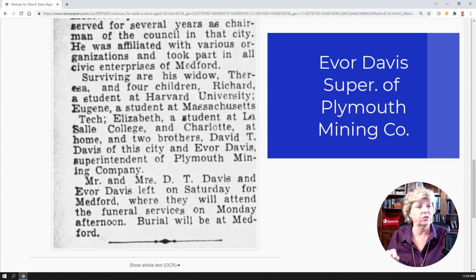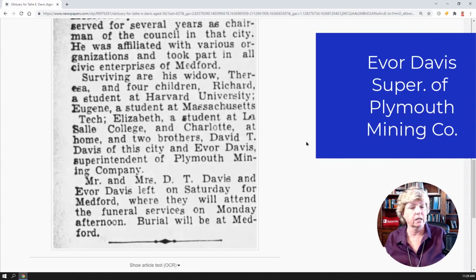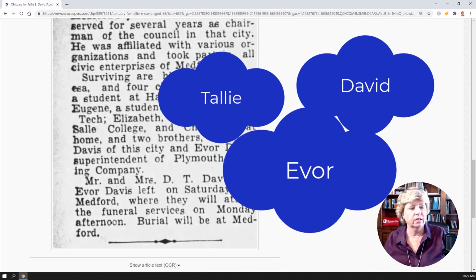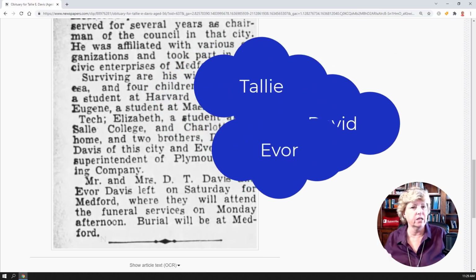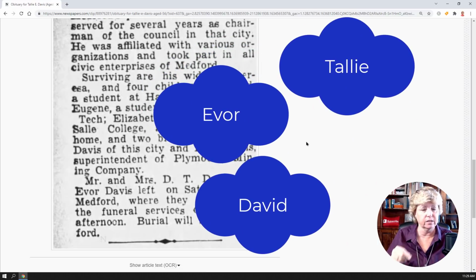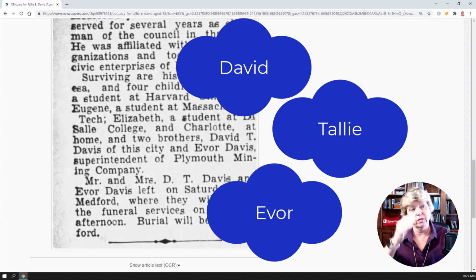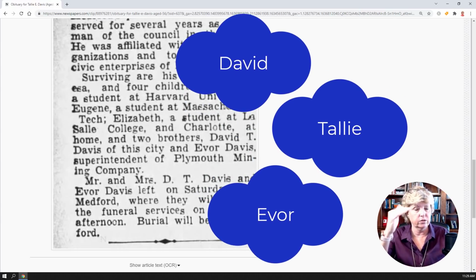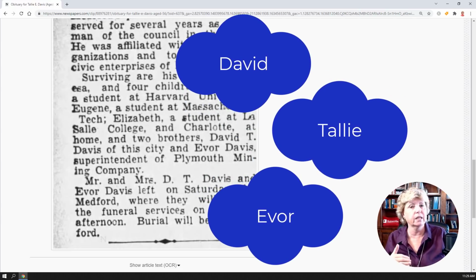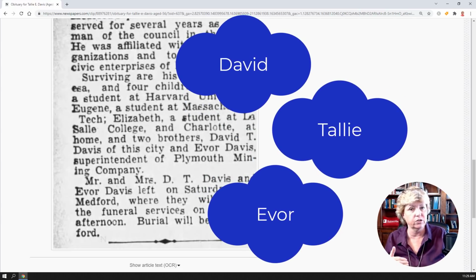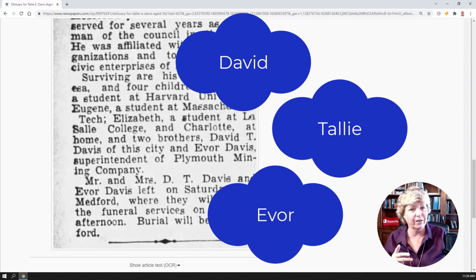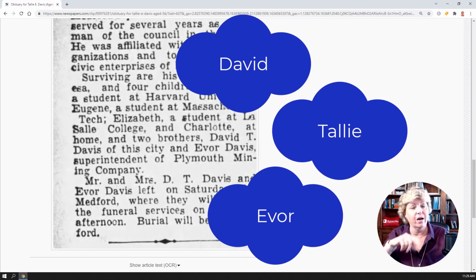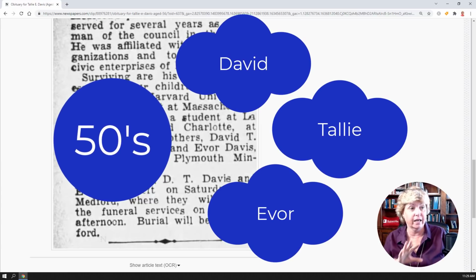Ever Davis is a superintendent of Plymouth Mining Company. We don't know where David T. Davis or Ever fit in with Tally Davis, the guy who died. So we don't know exactly how those children line up. But being that Tally was 56 years old, David and Ever Davis are going to be in and around the 50s at the time of this.